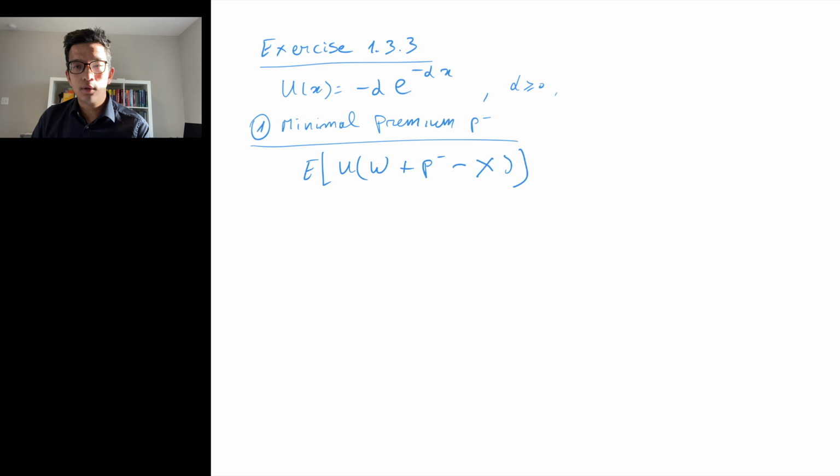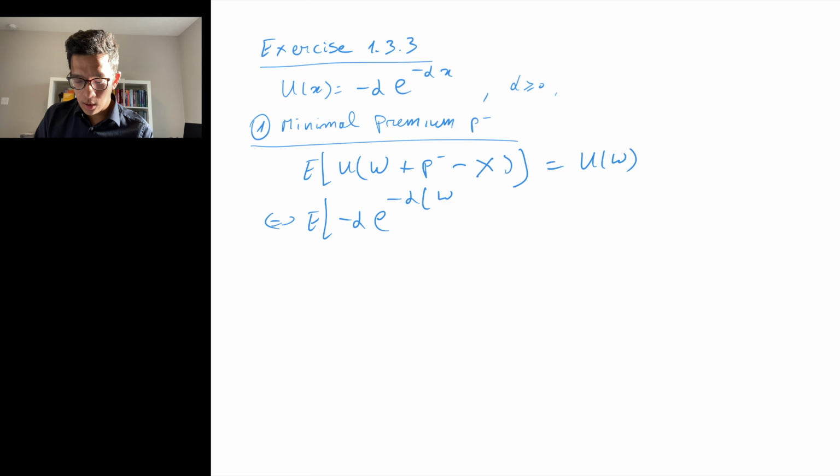So this expected utility is a utility for the insurance company after insuring the risk. This expected utility should be equal to U(W), which is the utility of the insurance company when there is no insurance policy. So if we now fill in the exponential utility function, we get that the expected utility is minus alpha e to the power minus alpha applied in W plus P minus minus X. And on the other side, we have minus alpha e to the power minus alpha in W. Then we see that this minus alpha here cancels with this minus alpha.